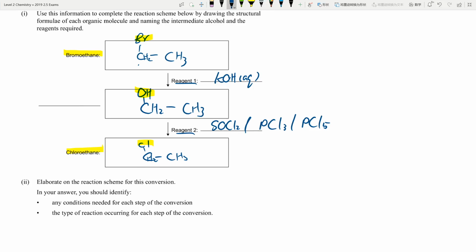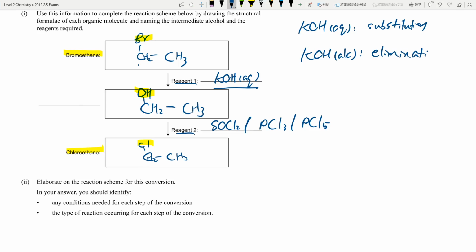Just an interesting fact about KOH. Just remember, KOH (aq) is for substitution. And if you get given KOH in alcohol, this is looking at elimination. So this is going from a haloalkane to an alkene.